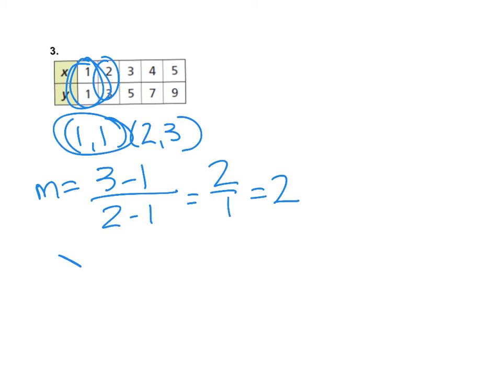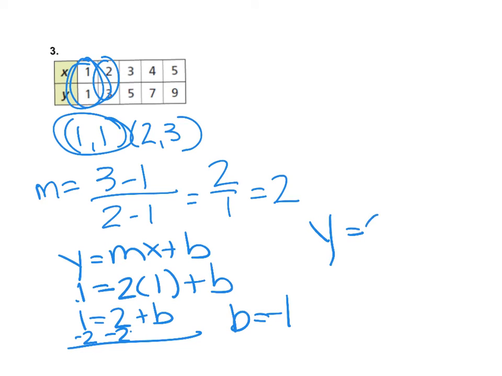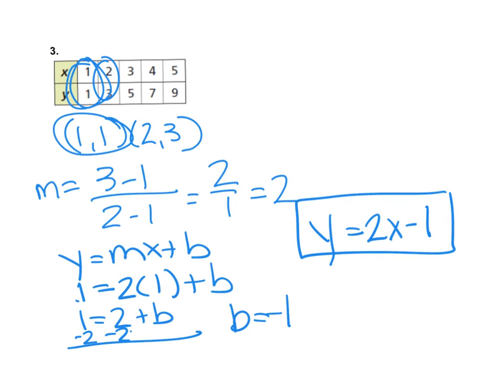So y is equal to mx plus b. I'm going to plug in 1 is equal to 2 times 1 plus b. 1 is equal to 2 plus b. Minus my 2, and b is going to be equal to negative 1. So once you have those two things, we can write y is equal to 2x minus 1 as our equation for that line. So in this lesson, we took a look at writing equations by finding the slope and the y-intercept.